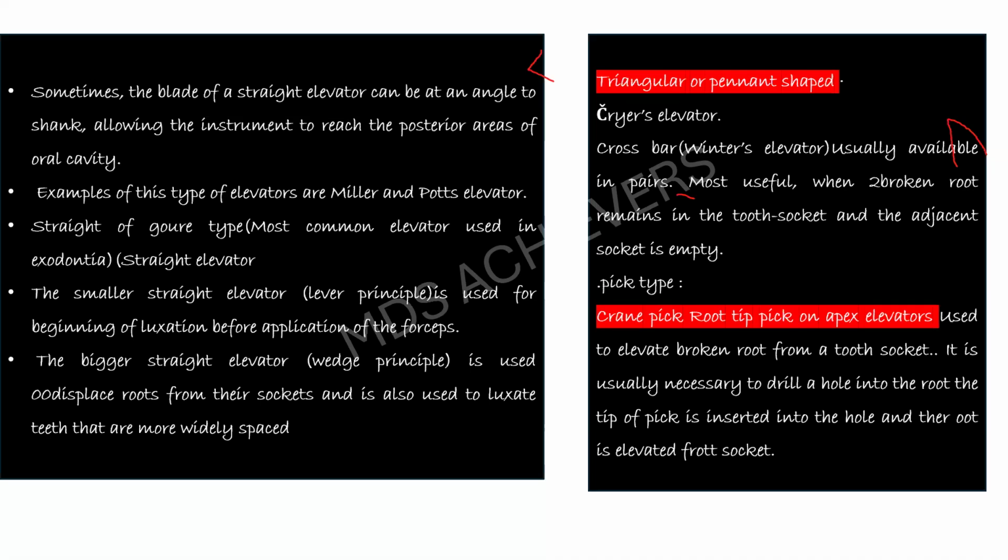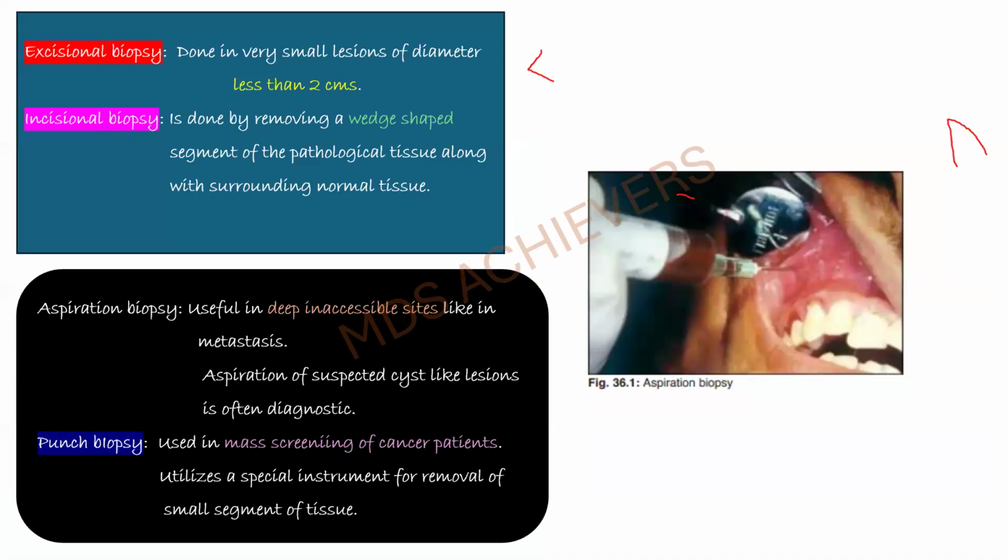It is usually necessary to drill a hole into the root, and the tip of the pick is inserted into the hole. These are the recent advances, I can say, because we can just drill and then insert this elevator. Thereby the tooth will be engaged by the elevator, so we can just pull it out. That's why it is called a pick type, right? Similarly, it is going to pick up like that.